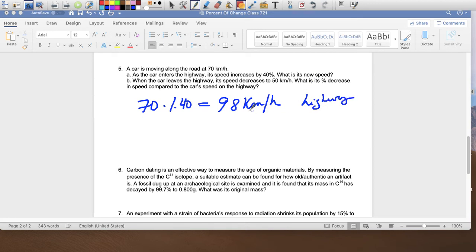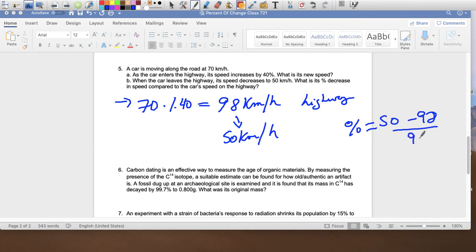And then when he goes from the highway back to the regular roads, like neighborhood roads, it drops to 50 kilometers. So what was the percent of decrease? So first you have to do this, and then we're going to do this. So the new speed is 50 kilometers. The old speed was 98, and we're going to divide that by 98.